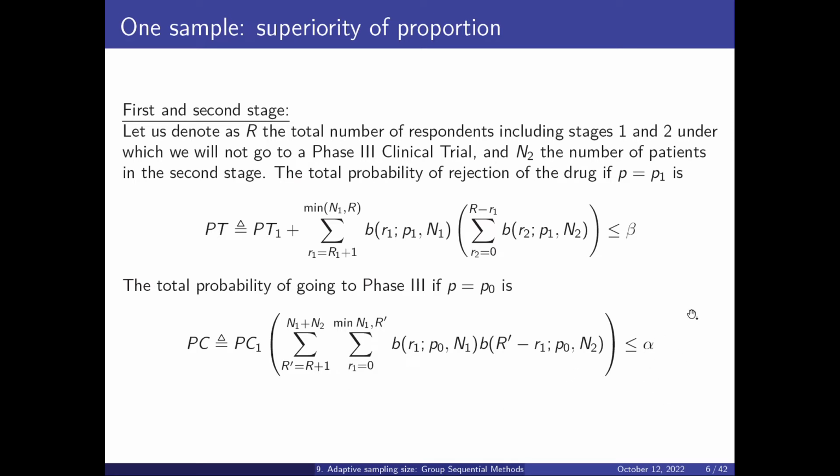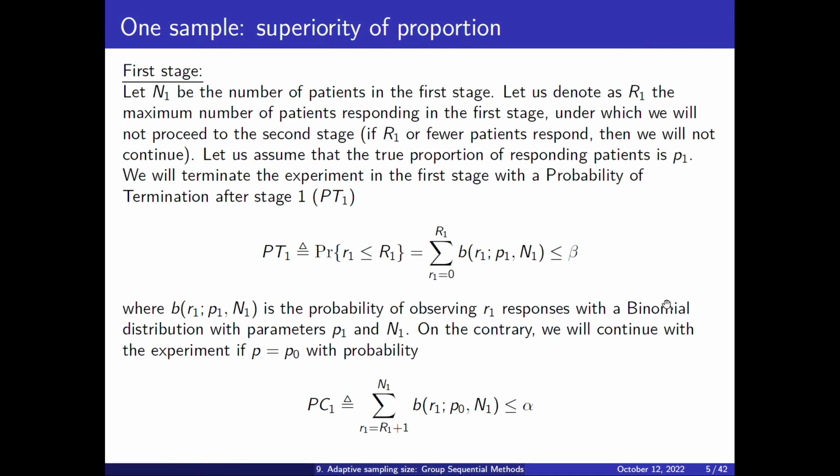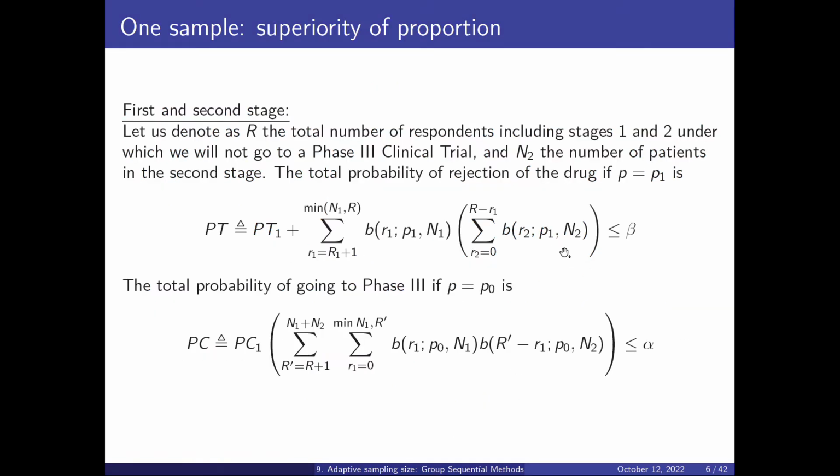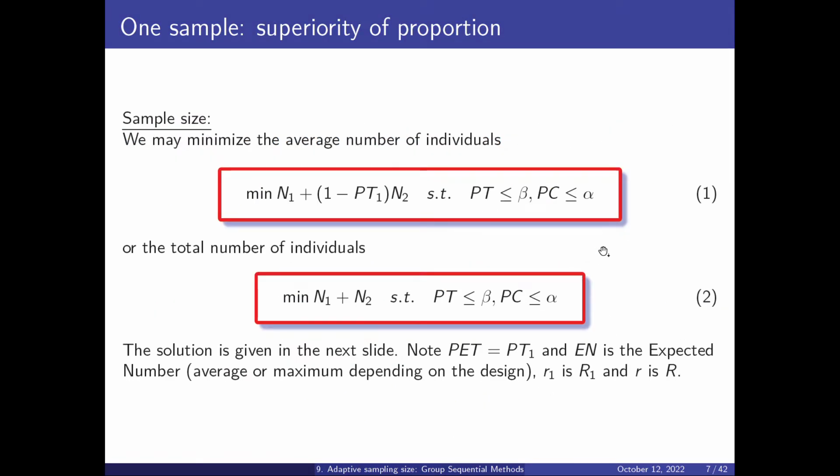Okay, so we have to find n1 and n2 such that for given p0 and p1, these two inequalities hold, these two and these two. So we have to find n1 and n2 such that this holds and this holds.